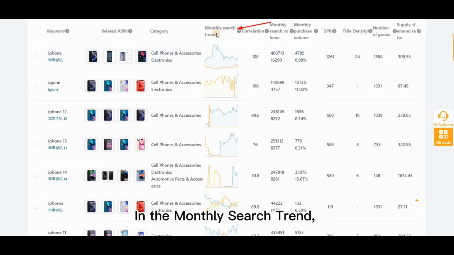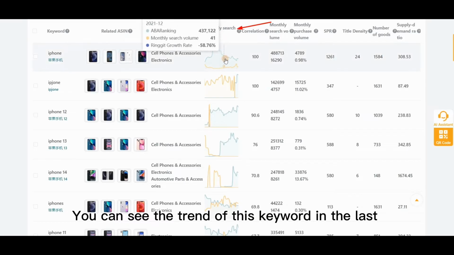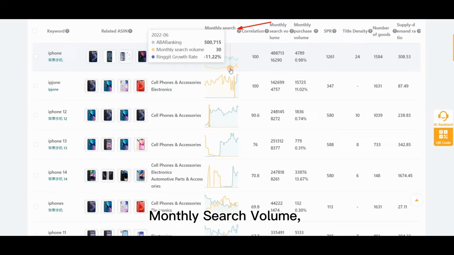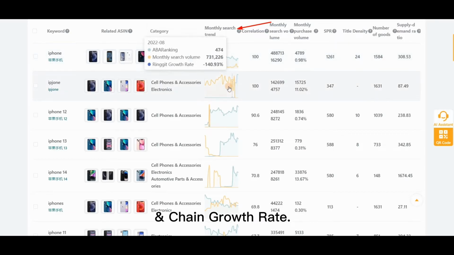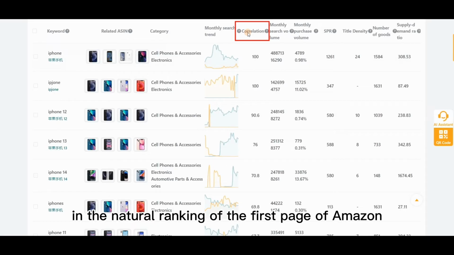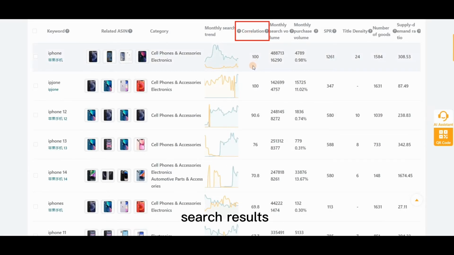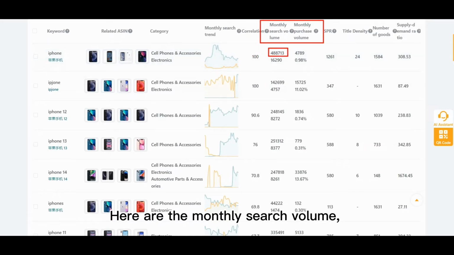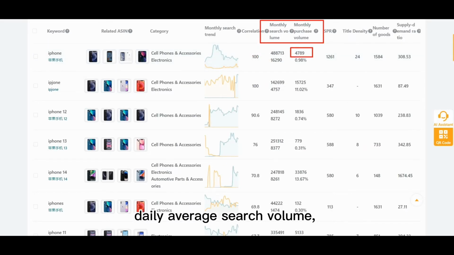In the monthly search trend, you can see the trend of this keyword in the last 2 to 3 years. You can see the ABA ranking, monthly search volume, and chain growth rate. Correlation means the proportion of the same ASIN in the natural ranking of the first page of Amazon search results between the keyword and the query keyword. Here are the monthly search volume, daily average search volume, monthly purchase volume, and the purchase rate of the product.